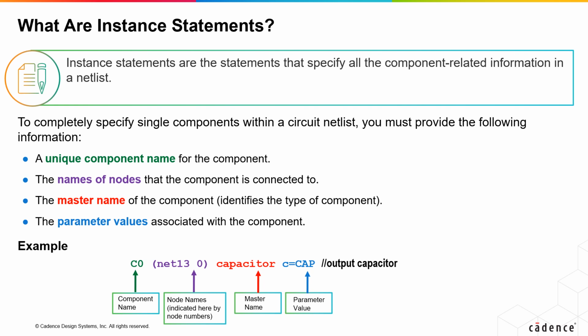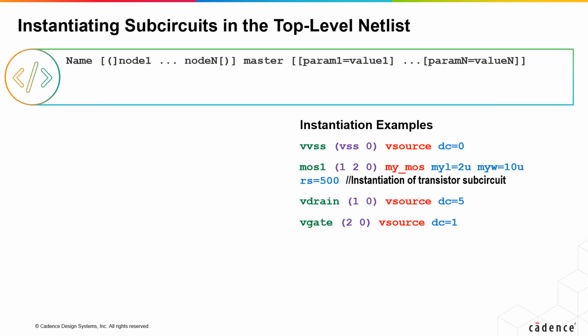The master can be a built-in primitive, capacitor, resistor, inductor, etc., a model, a subcircuit, or an AHDL, Verilog-A module. However, each instance statement needs a unique name. This example shows you an instance statement for an output capacitor C0 placed between net 13 and GND. Also note that it has a cap value assigned to it.